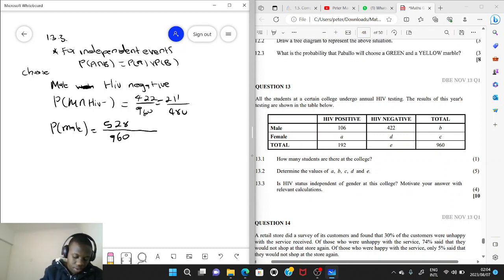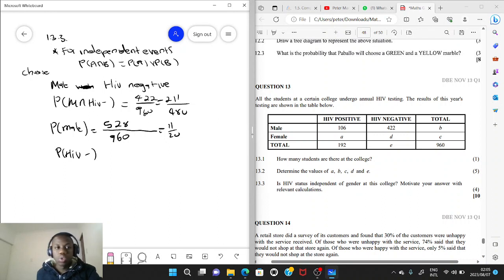So what is 528 over 960? That is 11 over 20, right? Now the same thing that we do, we chose the entire males, right? Now I will choose the entire HIV negative. I choose for the whole of HIV negative, and I know that the whole HIV negative is this column, right? So I want the total number of those who are HIV negative. I don't care whether it's a male, I want the whole of them.